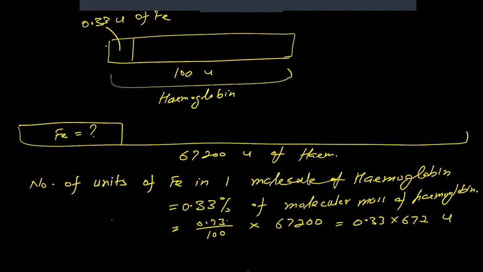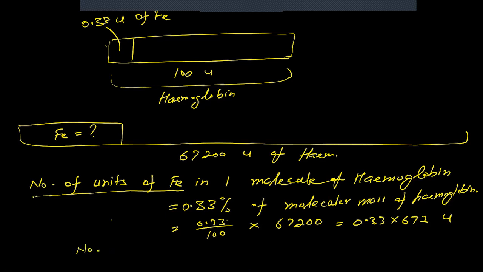Sir, can you put 56 here itself, sir? The calculation will directly become easier. No, because you have to now calculate the number of atoms separately, right? You got the number of units of iron.